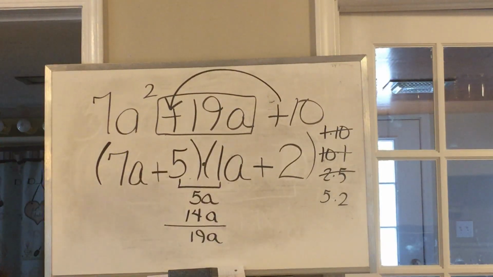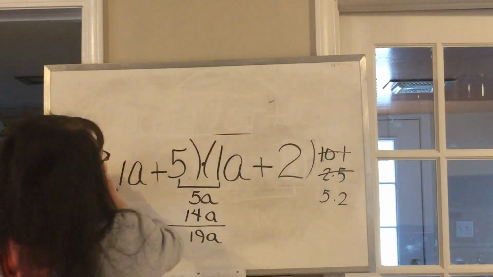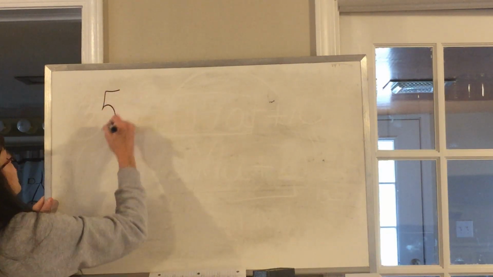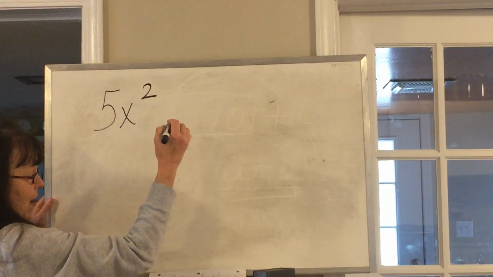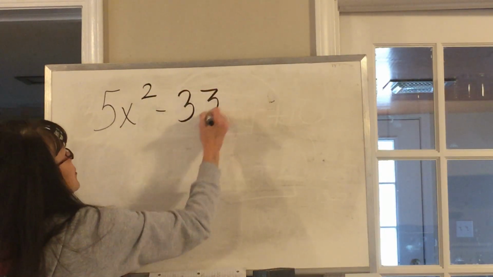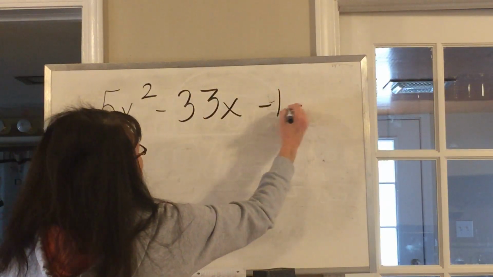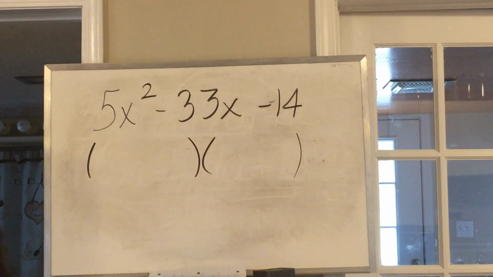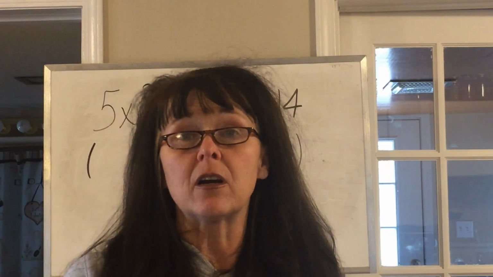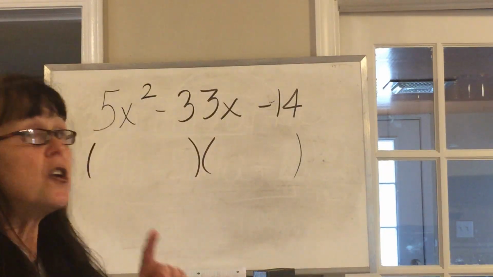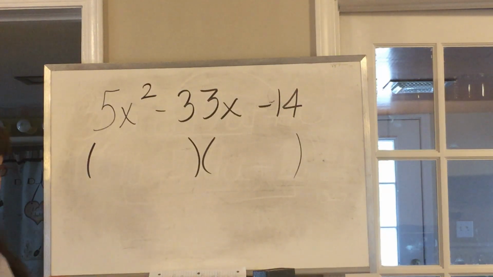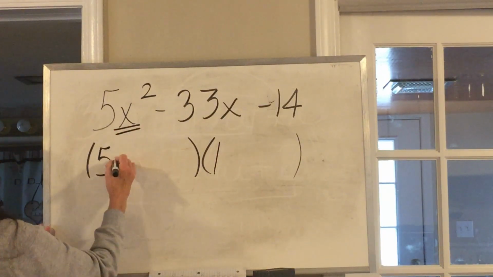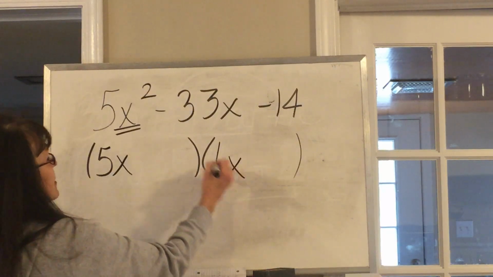Now, last one, example 3. Now this is what I do. I usually don't try the 1 factor first. I'll show you. 5x squared minus 33x minus 14. What kind of number is 5? Again, it's prime. What's a prime number? It's a number that only has 2 factors, 1 and itself. And you can use 1 times 5, or you can use 5 times 1. I think I start off with the 5 first. 5 times 1. X squared is x times x.